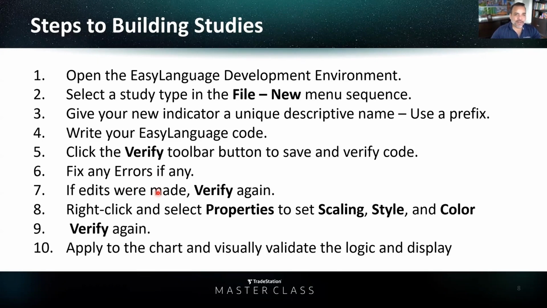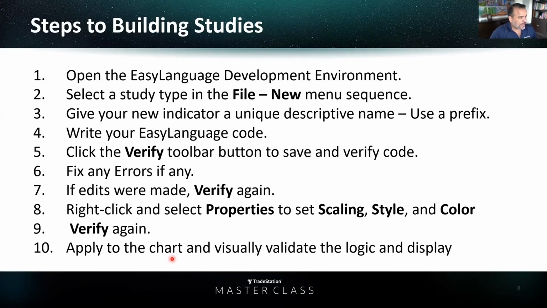We write the code, verify, fix the errors, verify again. We go to properties to set scaling, style, and color, and then we verify again. Sometimes we have to continuously verify to make sure that what we did gets applied to the study. And a lot of times properties are important, because you get to choose the color, the style, where the indicator goes, and those are things that are important and that you shouldn't forget to do on every single study. And once you've finished with the programming of the study, then you come over here and apply it to the chart so that it's visually what you were looking for, okay?